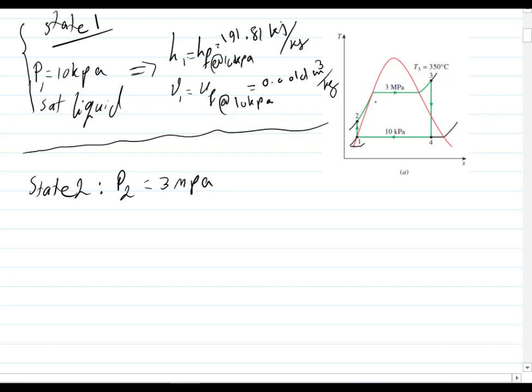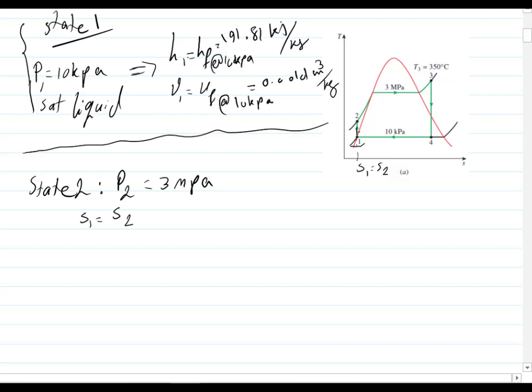So we know the pressure in state 2, and also we know the entropy for state 2. Why? Because the entropy of state 1 and state 2 are identical. You can see here S for both of them is identical. So we know this information as well: S1 is equal to S2. This information we can also get from the cycle which we have here.